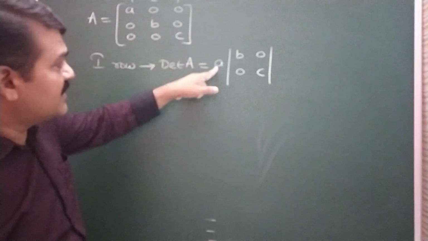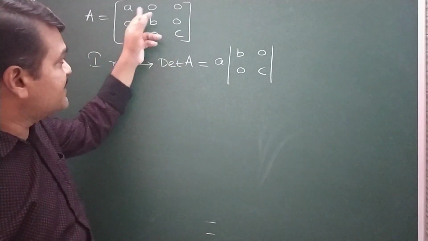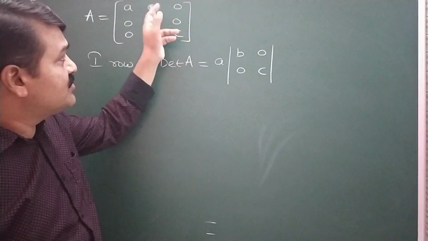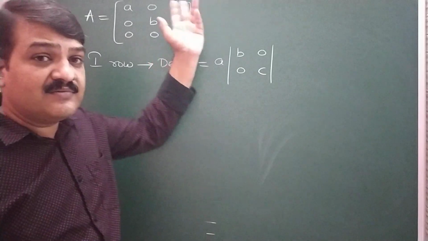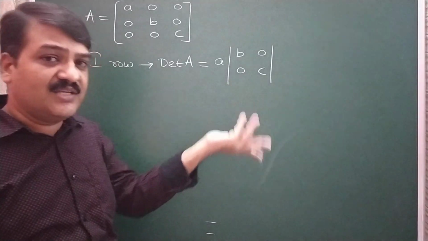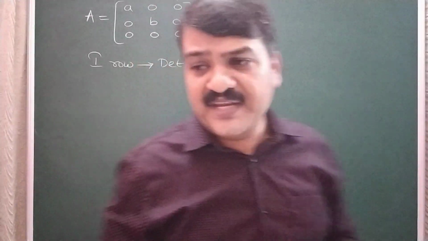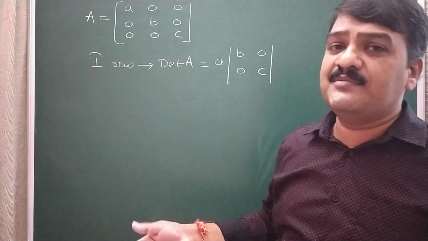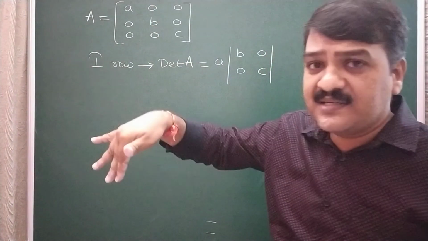First element is over. Next, 0 into its cofactor. So do we need to write this? 0 into its cofactor is 0 only. So why write it? Next element 0, so 0 into its cofactor. What is the use of writing? That is 0 only. So this is enough. Whenever you have 0, don't write that, because 0 into its cofactor is 0 only.